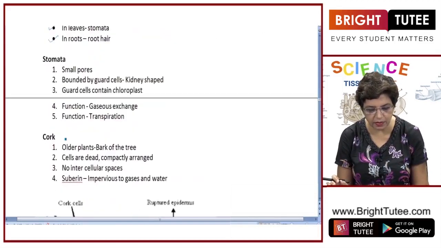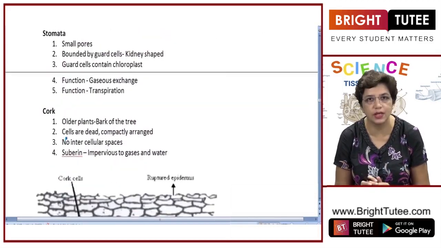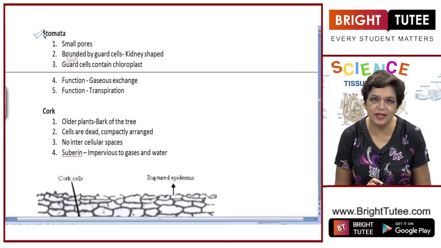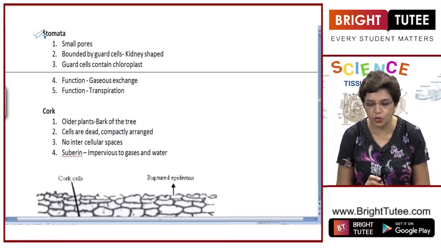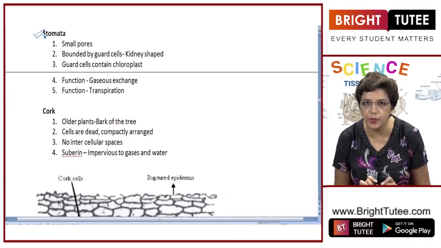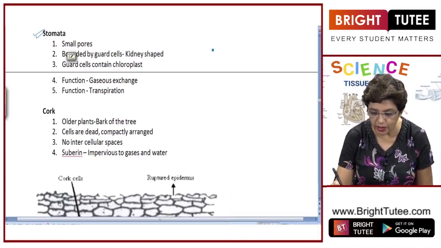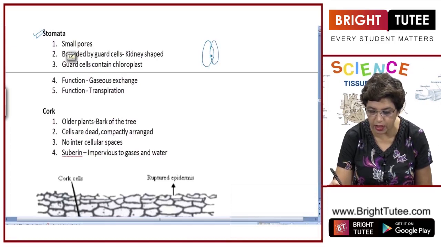So let us study some special features about epidermis. First is stomata. You must have studied in the previous classes also about stomata. Stomata are the tiny pores present on the underside of the leaves. There are two guard cells. This is how you can draw them. These are two guard cells, kidney bean shaped cells. These guard cells contain chloroplast as well as nucleus.